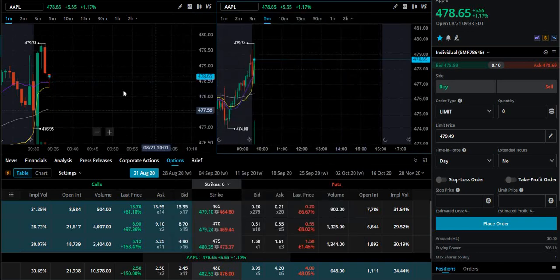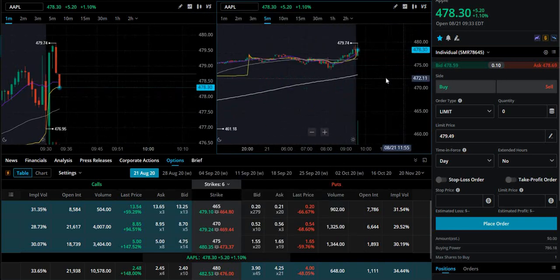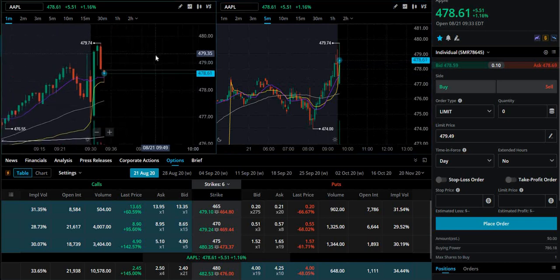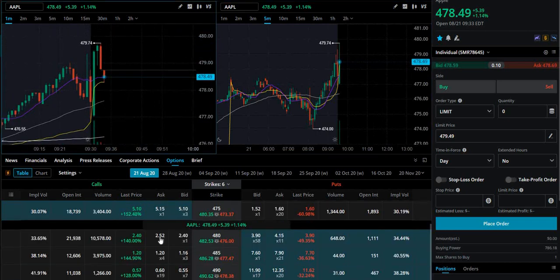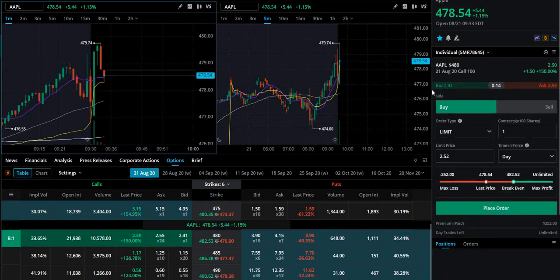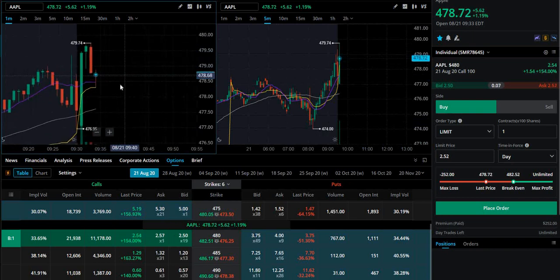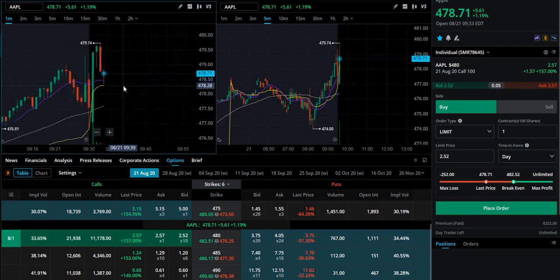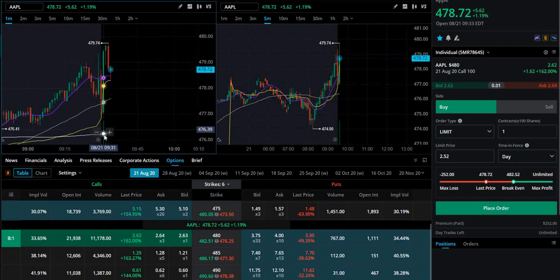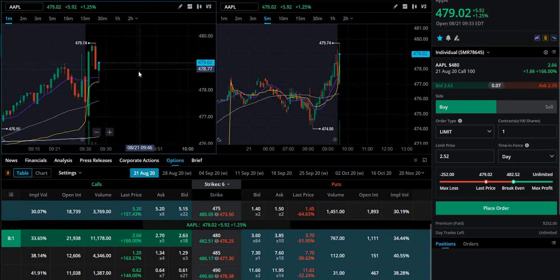Show the extended hours. $479. Here's these 480 calls. So for moving averages, here's the 200, the 50, the VWAP, and the 9 moving average. So I don't know if this thing's going to want to pull back.